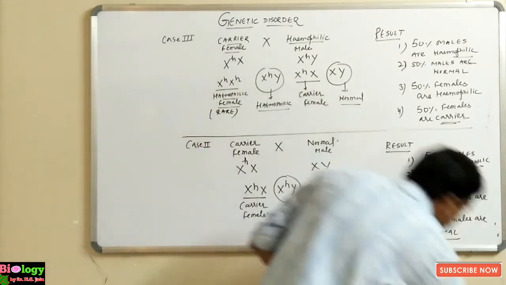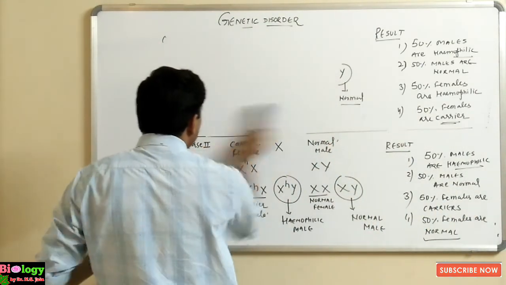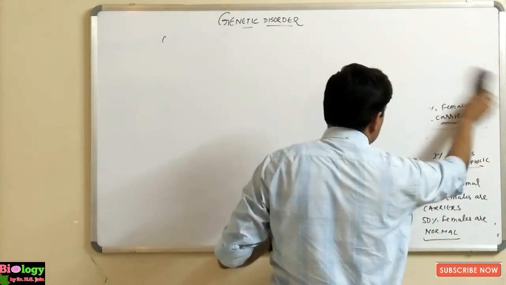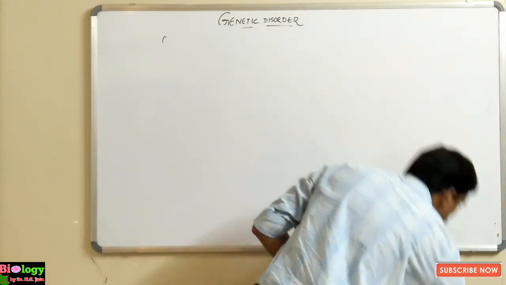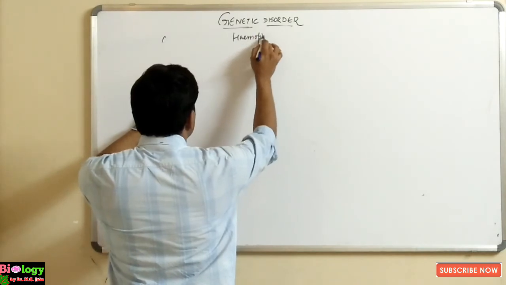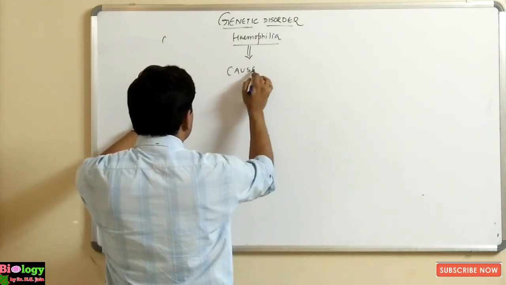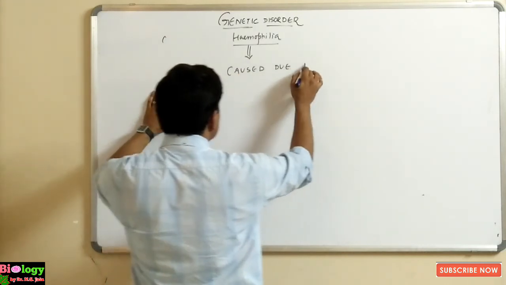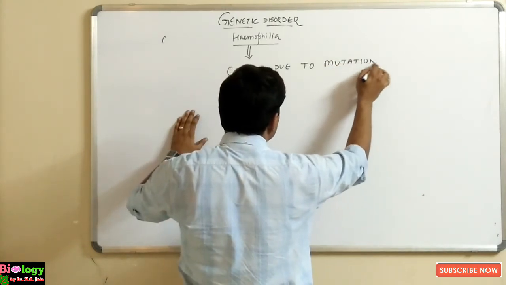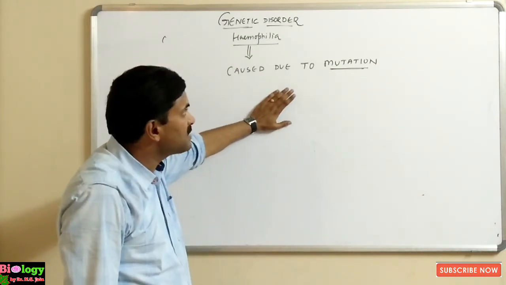Okay, now the question arises: what is the reason behind hemophilia, why are these genetic disorders caused? So you must remember this thing, that the genetic disorder hemophilia is basically caused due to mutation. The potent force which is working for this genetic disease is mutation.